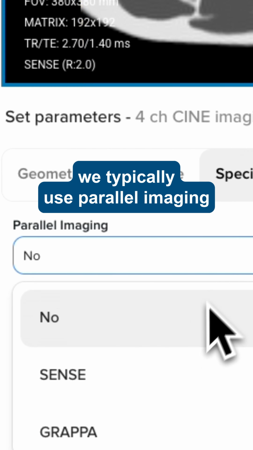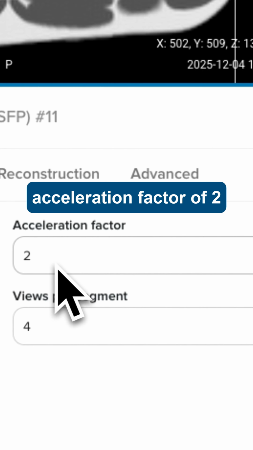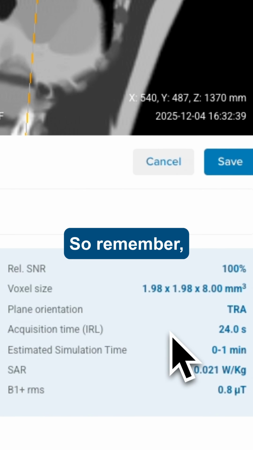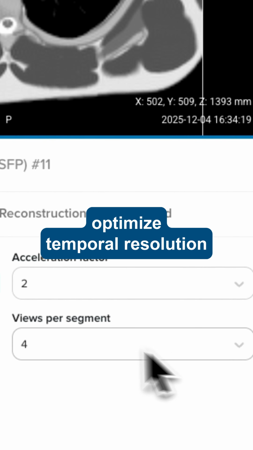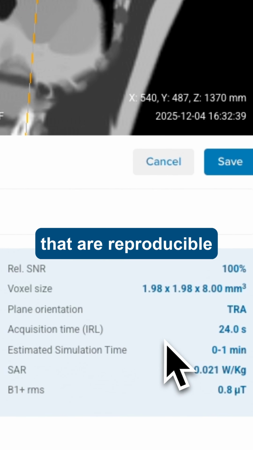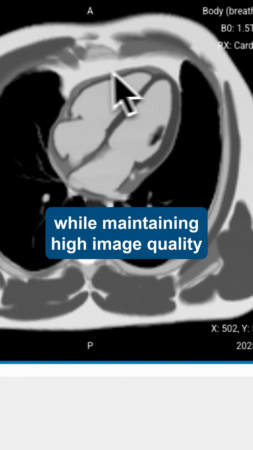To speed up the scan, we typically use parallel imaging. If we use SENSE with an acceleration factor of 2, that reduces acquisition time to half. So remember, views per segment lets us optimize temporal resolution, and using parallel imaging, we can achieve acquisition times that are reproducible for breath hold timings across patients while maintaining high image quality.